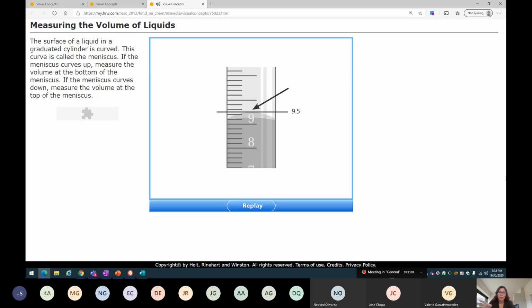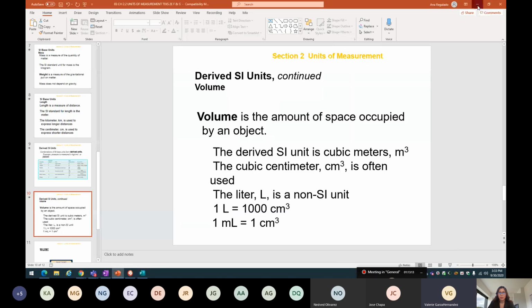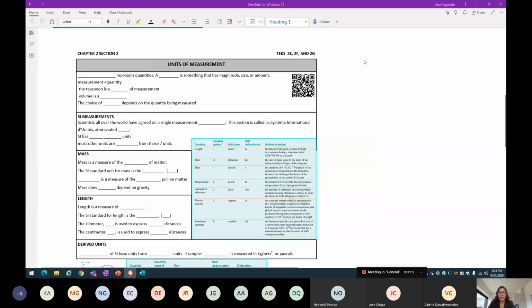We're never going to measure mercury, so don't worry about that one. You're always going to be measuring liquids where you read the meniscus at the bottom, okay? So any questions before we proceed to the gizmo? No, ma'am. Okay, thank you.